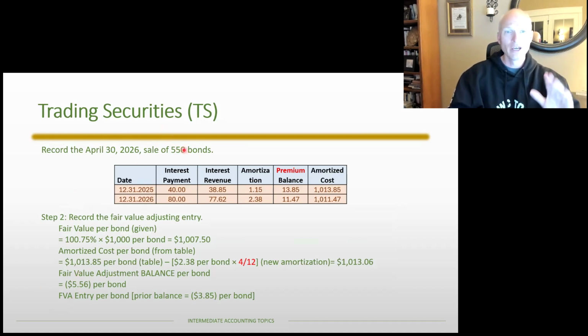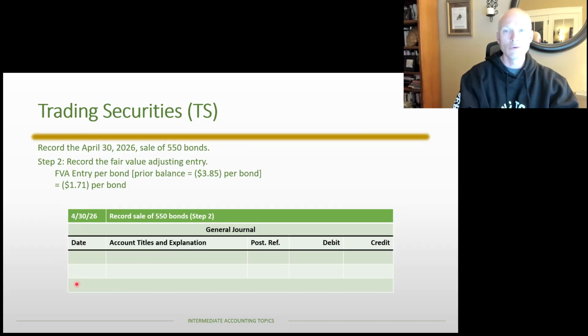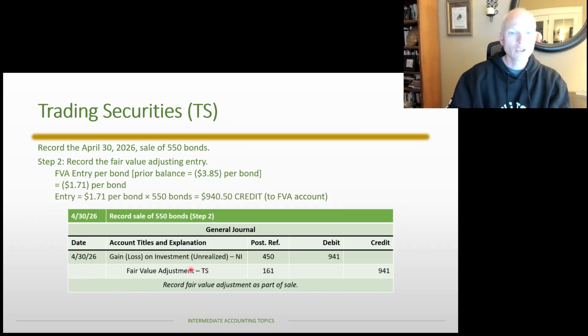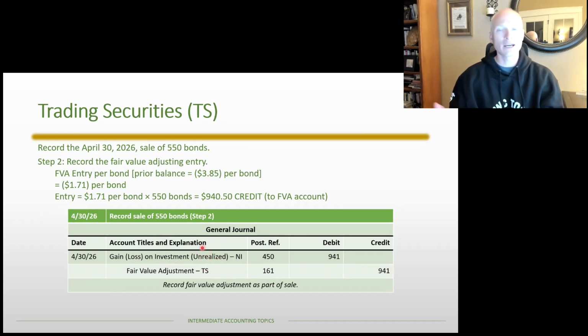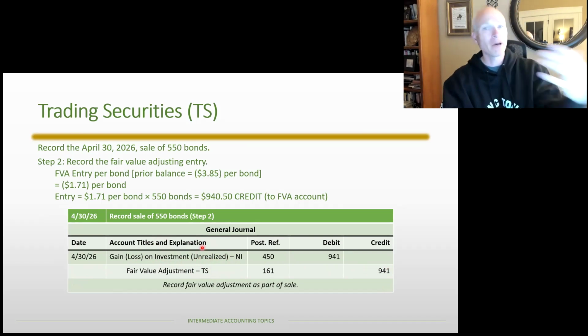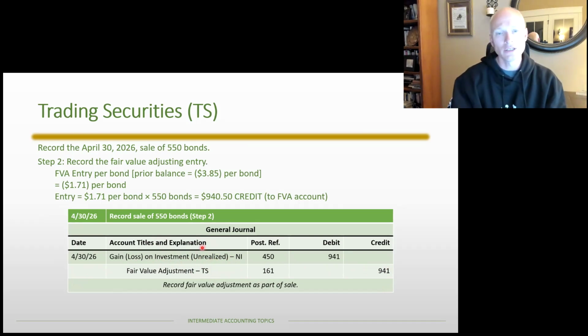I'm going to be very, very clear. For these 550 bonds, there's an updated balance now of negative 5.56 per bond, which means there's a credit balance for each one of those bonds. But for this journal entry, it's just the change, which is $1.71 per bond. So we're going to credit the fair value adjustment account, which of course implies a debit to our gain/loss on investment account. Even though there's a sale here, we are still going to include this unrealized account. We're just not going to make the distinction. Again, other textbooks might make the distinction. I'm just trying to be consistent with our textbook.